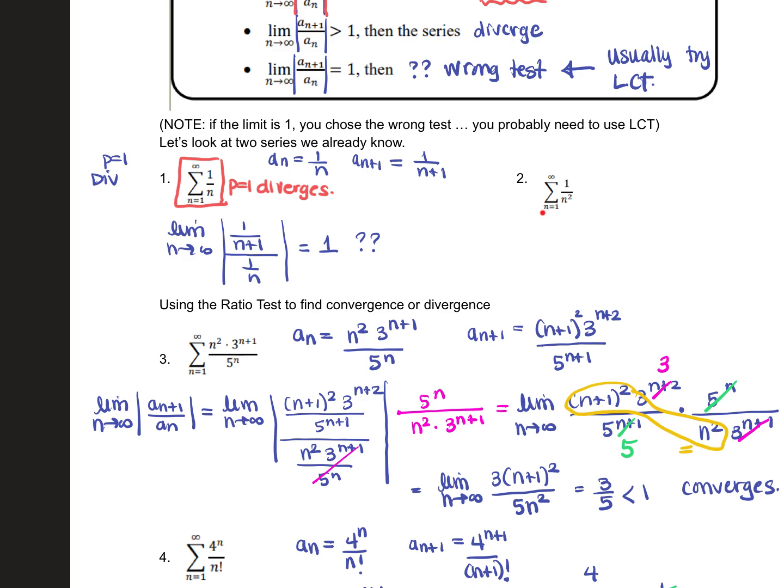If we did the same thing here, and we did a_n and a_n plus 1, we'd still get the limit is equal to 1 and divergent. It will happen for anything that should have been done with LCT. If you try to do the ratio test, it fails.